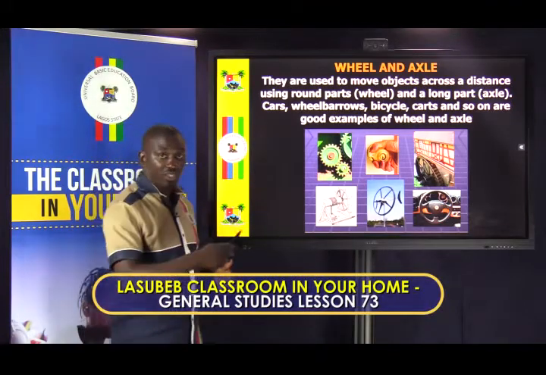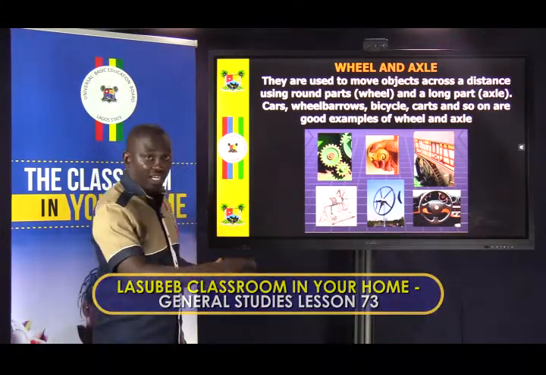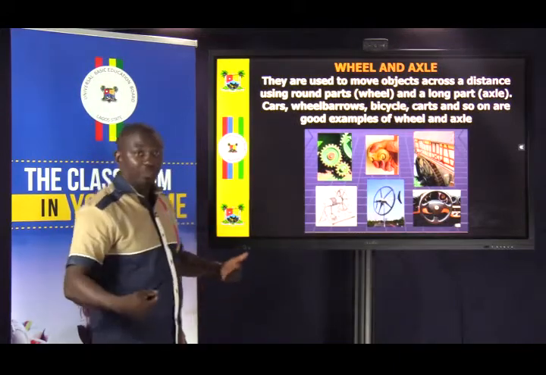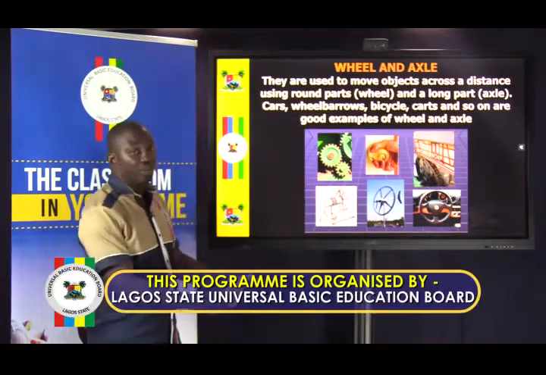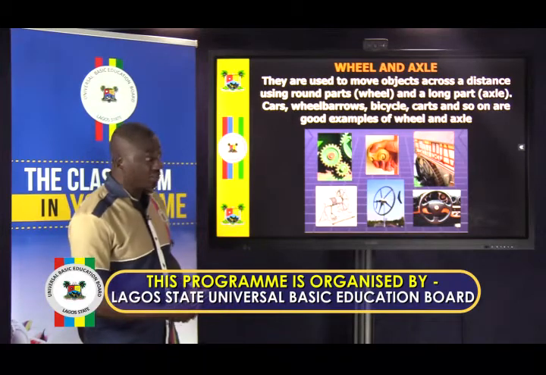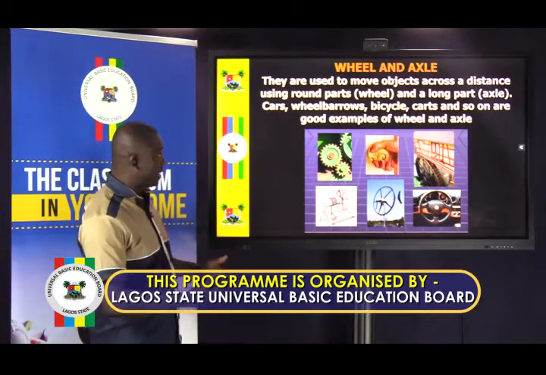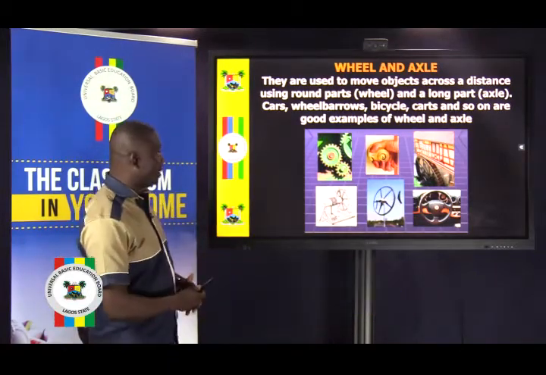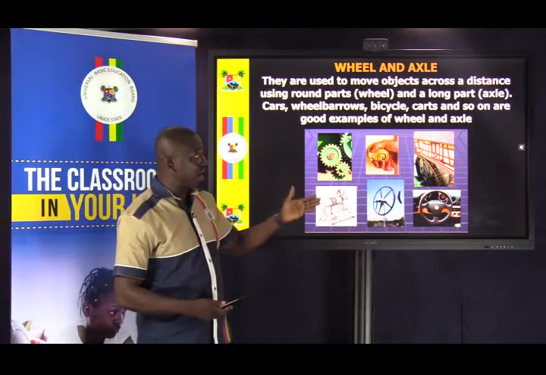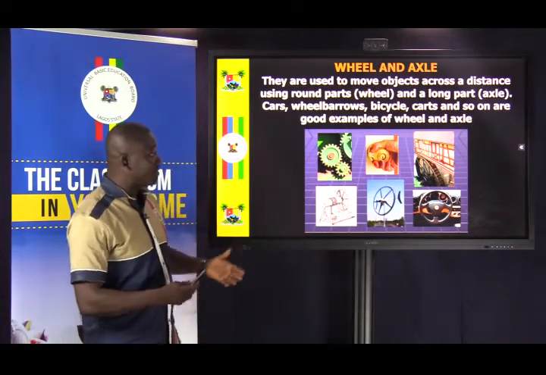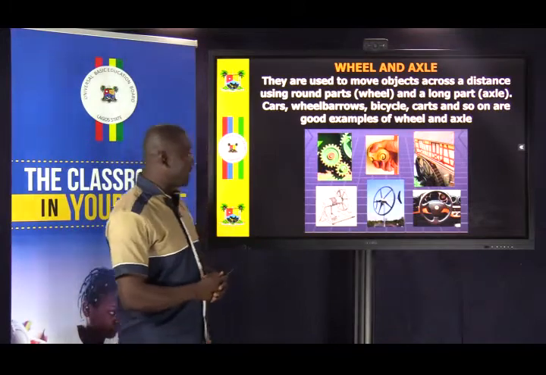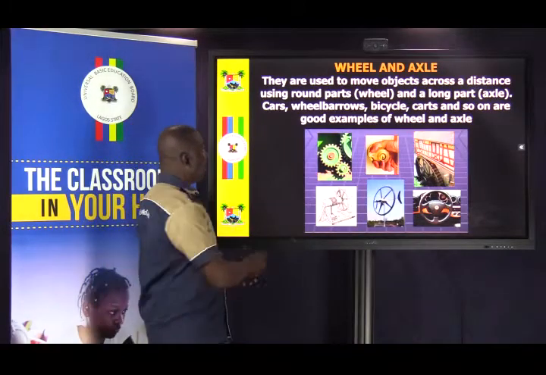And good examples of wheel and axle are cars. Of course, cars, you know, they have the round part, which is the tire, the wheel. Okay, and they have spaces in which you can put the load. Okay, wheelbarrows, they also have the wheel and they have spaces where you can put the load. Bicycles, carts, and so on. They are good examples of wheel and axle.